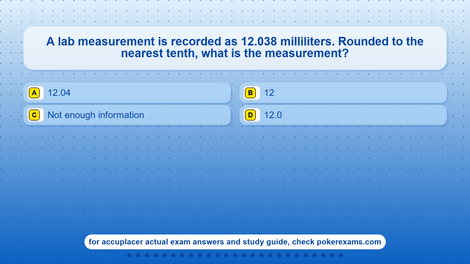Question 20. A lab measurement is recorded as 12.038 milliliters. Rounded to the nearest tenth, what is the measurement? Option A. 12.04. Option B. 12. Option C. Not enough information. Option D. 12.0.